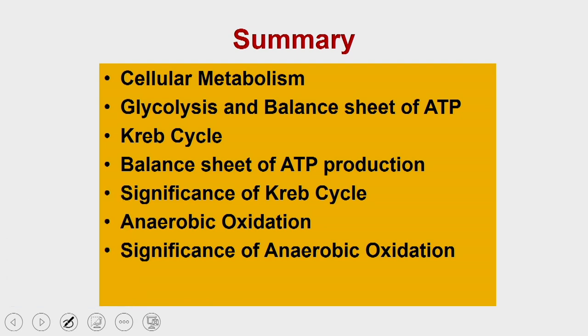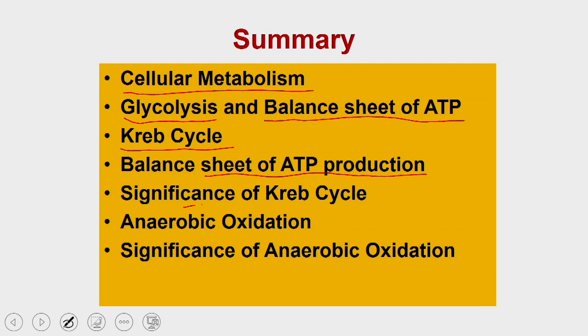What we discussed about the different types of cellular metabolism: we discussed glycolysis, in which glucose is converted into pyruvate, and we also discussed the balance sheet of this ATP production, and how the different intermediates provide ATP, or how they utilize ATP molecules for glucose activation. Then we discussed the Krebs cycle, and how ATP is produced at different steps within the Krebs cycle.